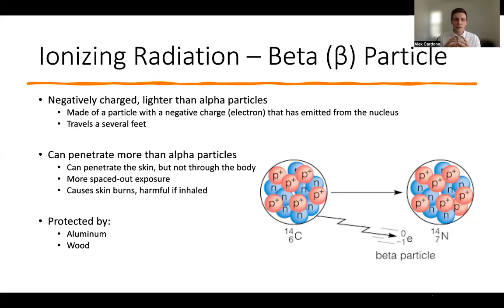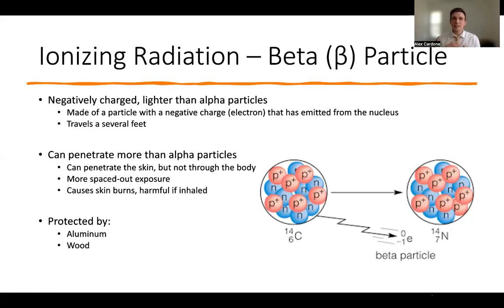But one of the biggest issues that it runs into is that it's typically a weaker or slower particle in that way because it's more spaced out. Rather than being a concentrated helium atom like the alpha particle, this is one single particle that, whenever it goes out, has a bigger chance of hitting something and therefore being stopped and blocked.